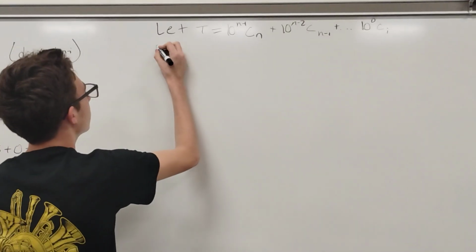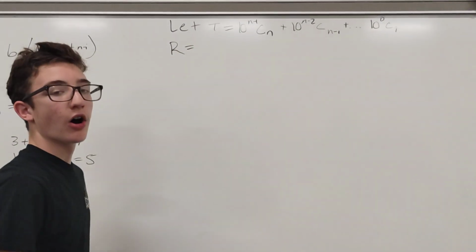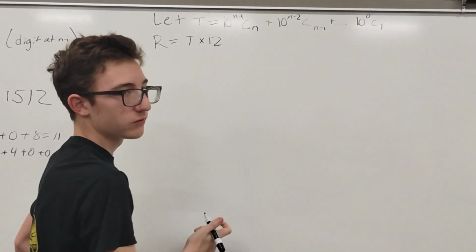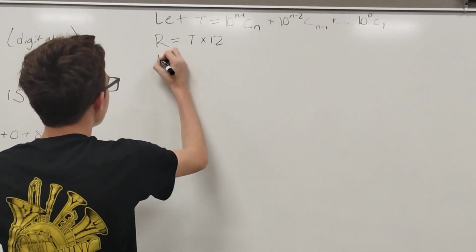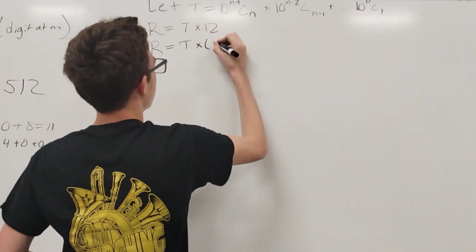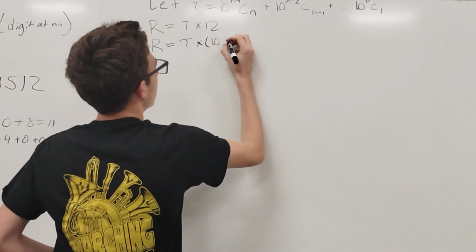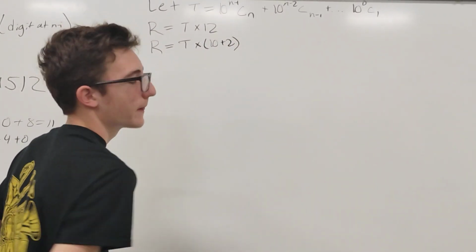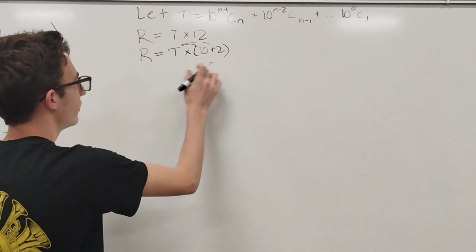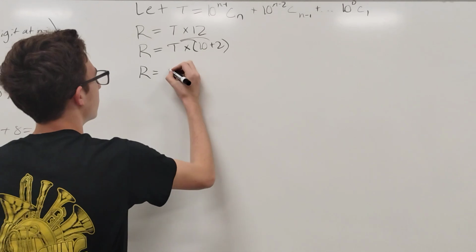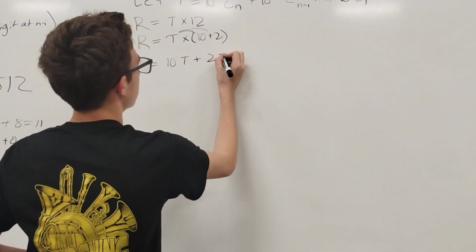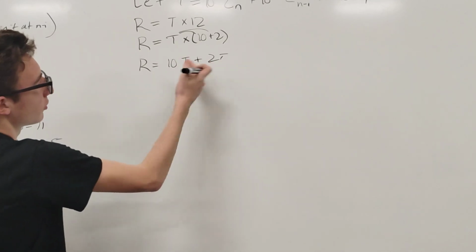Alright, now let R equal, and R will be the product, T multiplied by 12. So the first thing you need to do is write 12 in base 10. So it's going to end up being T times 10 plus 2. And actually, you need to use the distributive property to distribute the T to each of these terms to get 10T plus 2T. Now you need to multiply.